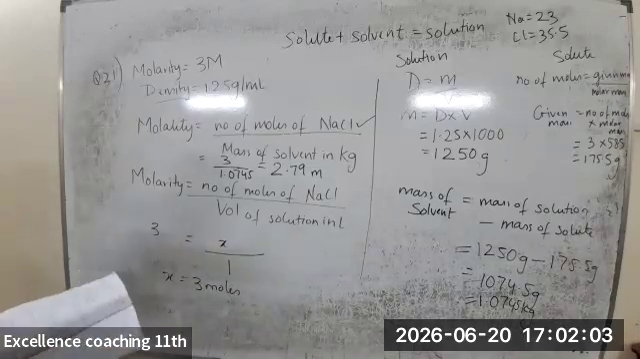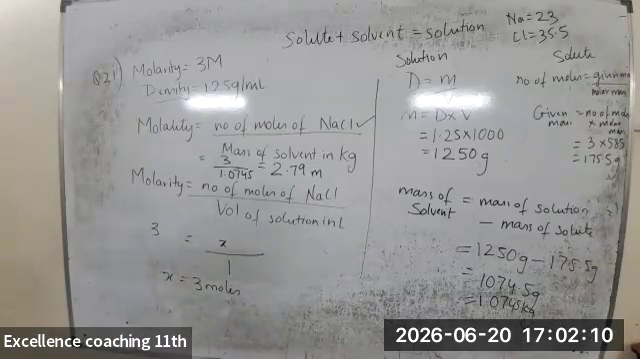Okay. For the 22nd problem, the molecular formula of glucose will be C6H12O6.